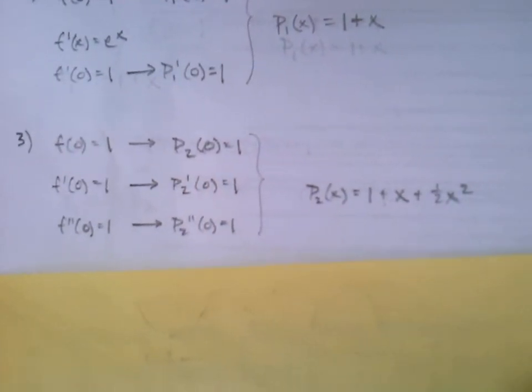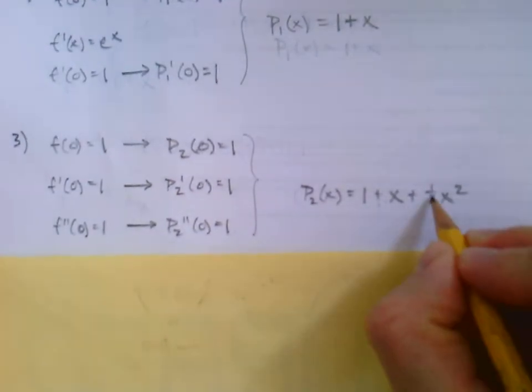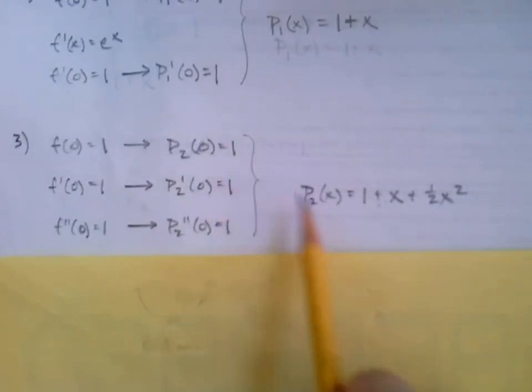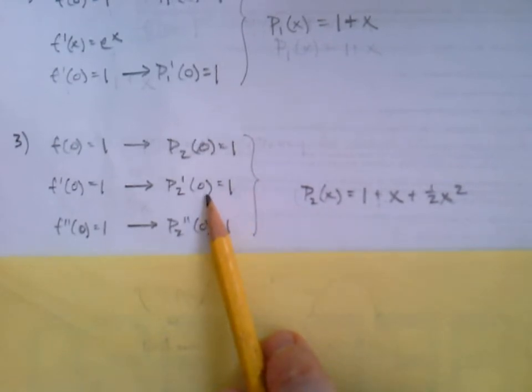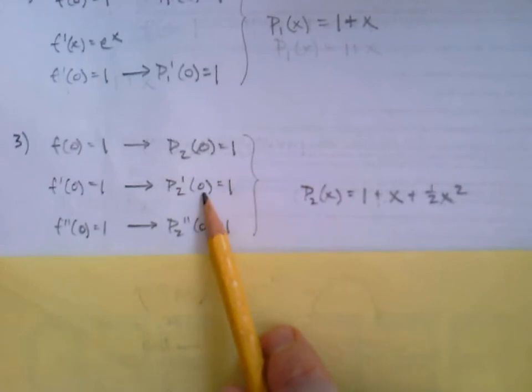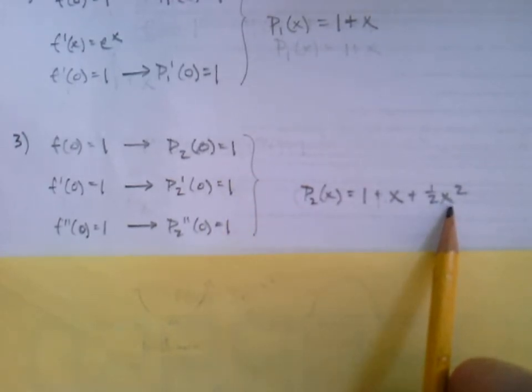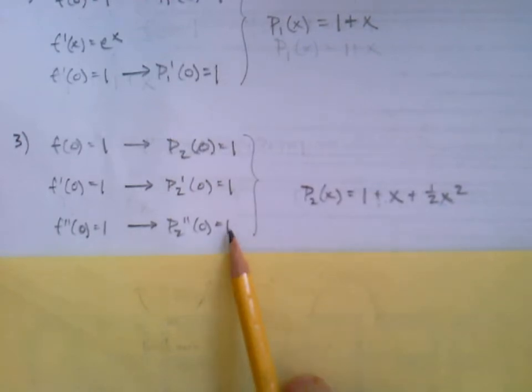Well, of course, you see it right over here. It would be 1 plus x plus 1/2 x squared. So at 0, we get 1. The derivative is 1 plus x. So at 0, that's 1. And the second derivative is just 1. And so that works out as well.